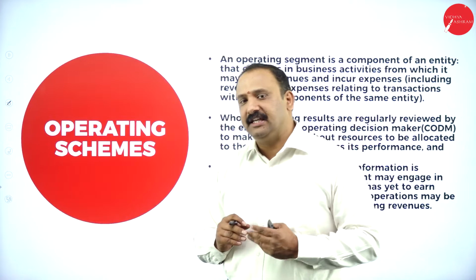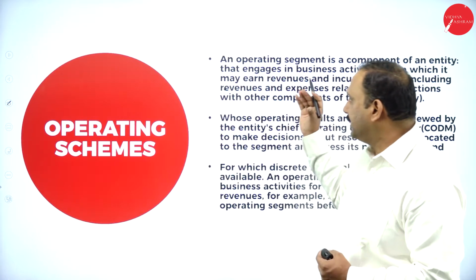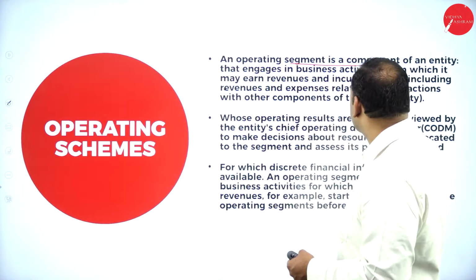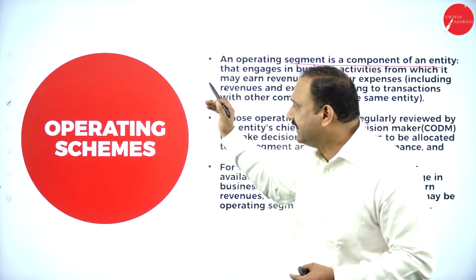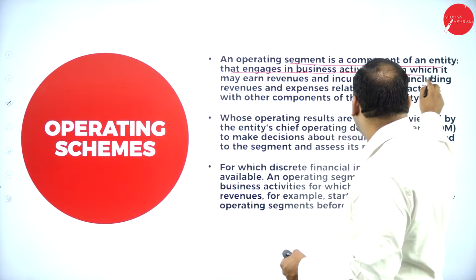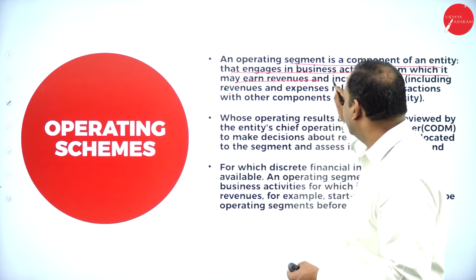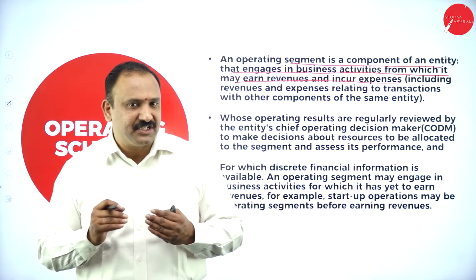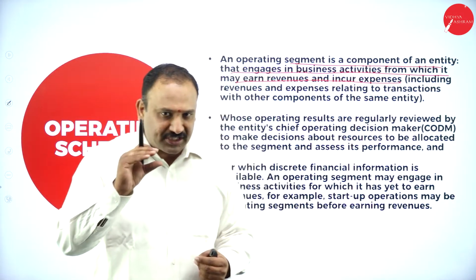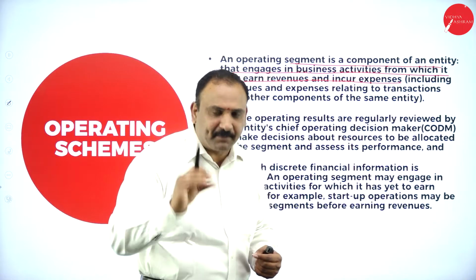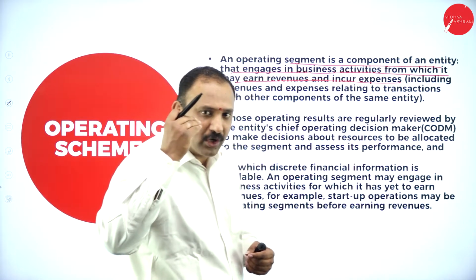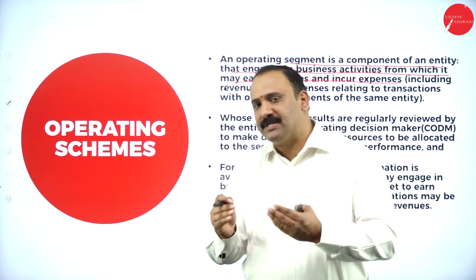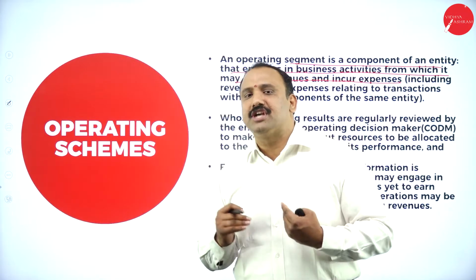Now, the second thing is the operating segments. Let's try to understand what is an operating segment here. An operating segment is a component of an entity that engages in business activities from which it may earn revenues and incur expenses. Now, for example, if I am in the business of logistics, so logistics is a business, it's an operating segment for me through which I am going to earn money and I'm also going to incur expenses. That is the form of business, that is the form of the segment in which I am operating.